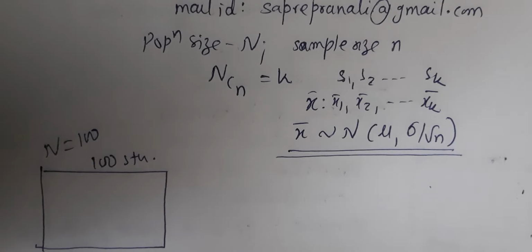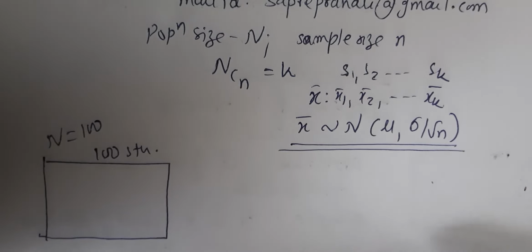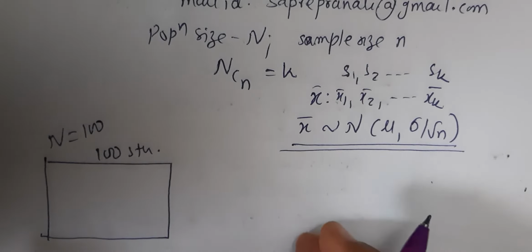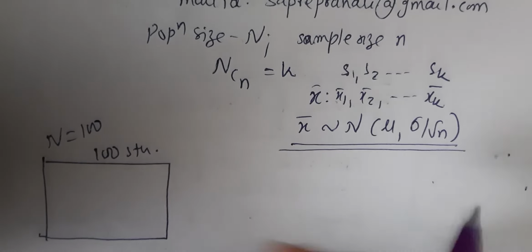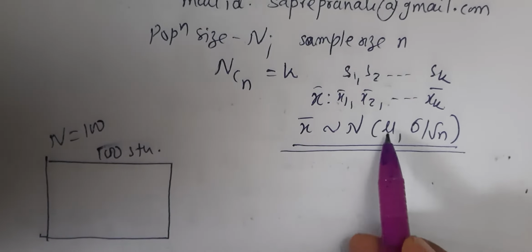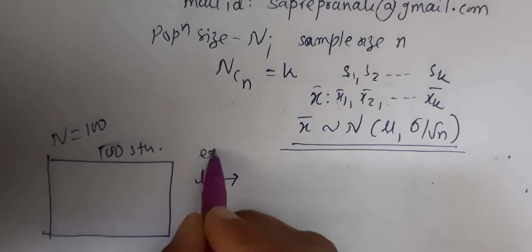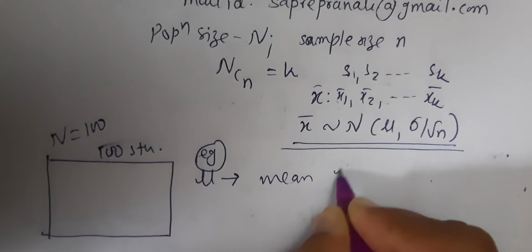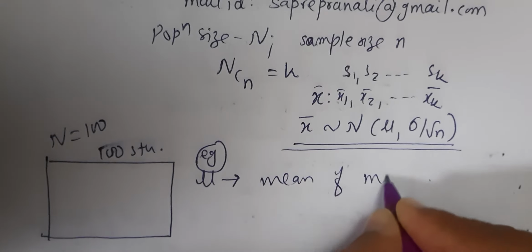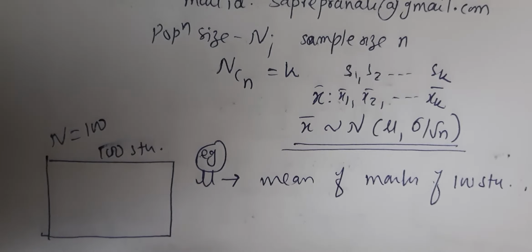What we are going to do is, as I said, we have marks of all these 100 students, and we are going to find the mean of these 100 students. Now you know very well, the mean of the population is denoted by mu. It is just an example to understand exactly what we are going to do. Mu is the mean of marks of 100 students of the class.